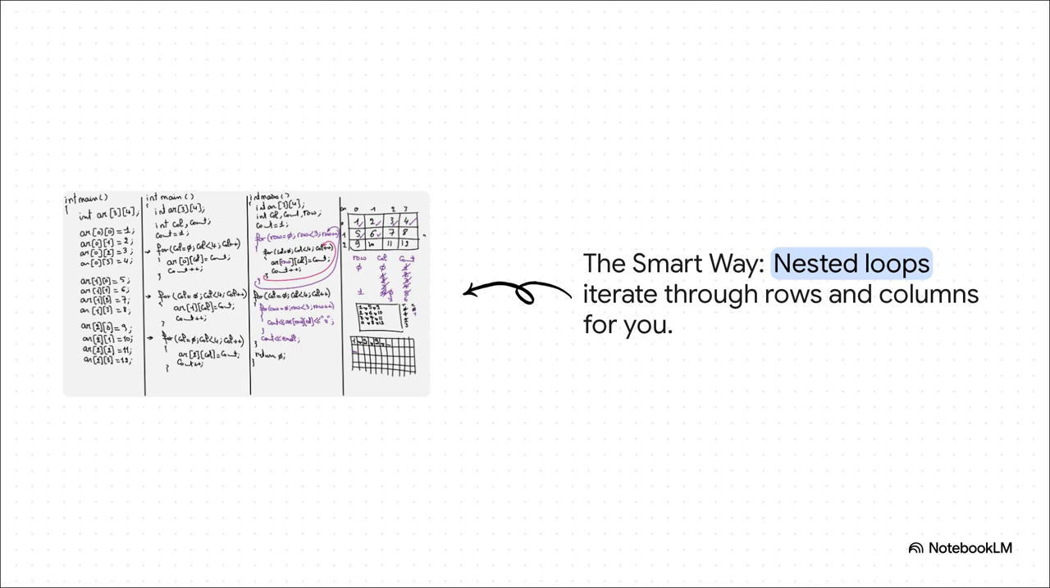The outer loop grabs a row. It says, okay, we're on row 0. Then the inner loop kicks in and just blitzes through all the columns for that row. Then the outer loop moves to row 1, and the inner loop does its thing all over again. It's a beautiful, simple concept that gets the computer to do all that boring work for you.